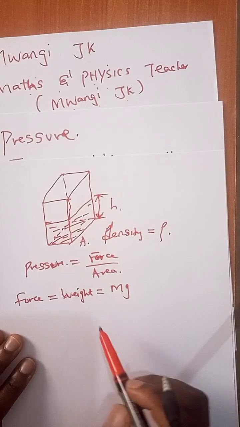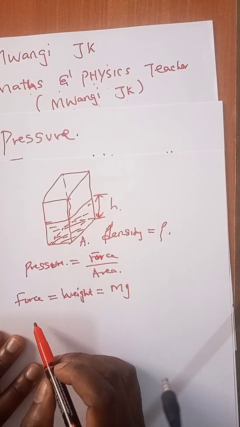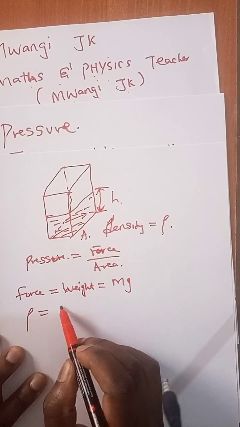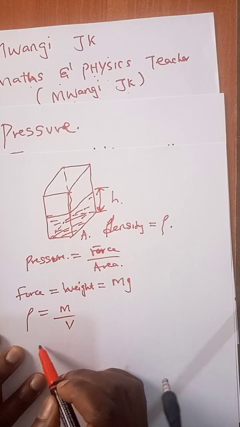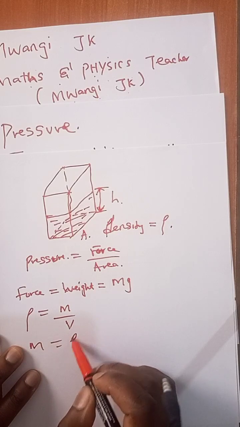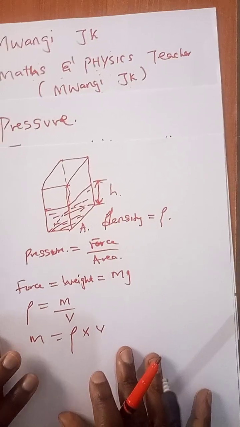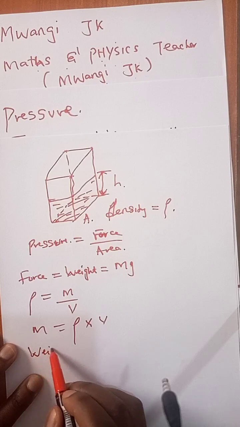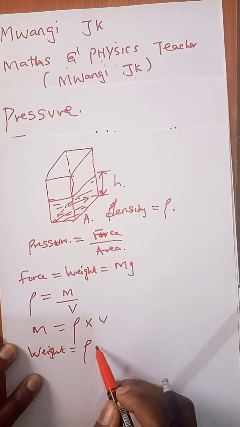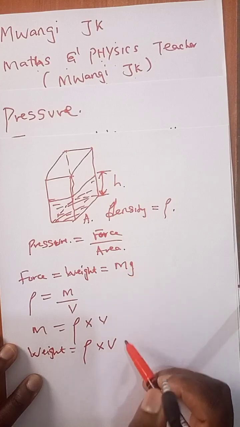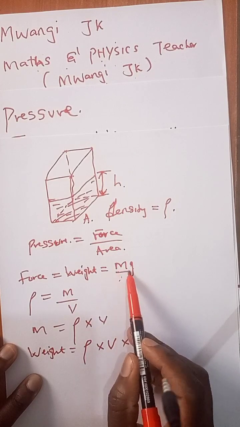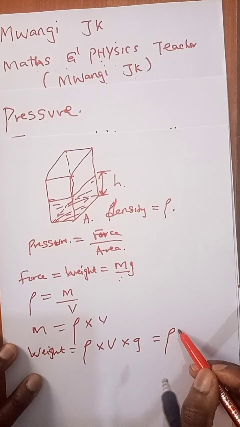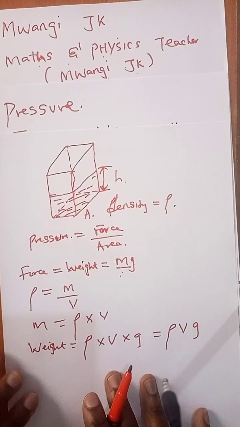For us to get mass, I'll take you back to density. Density is given by mass over volume, and therefore mass is given by density times volume. So the weight, which is our force, will be density times volume times g, that is rho, V and g. So we already have the force.